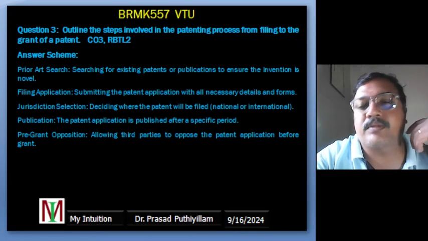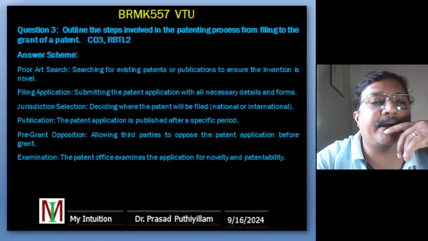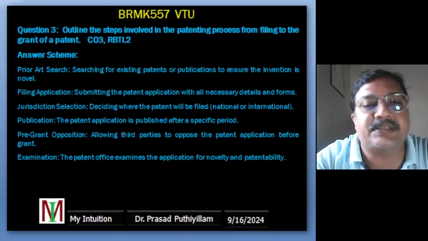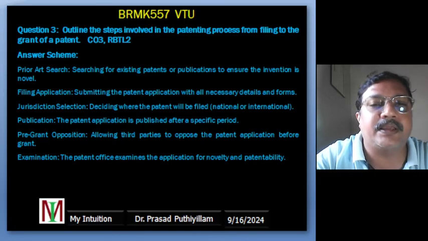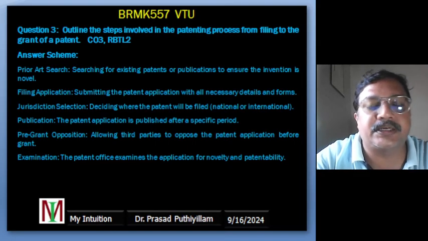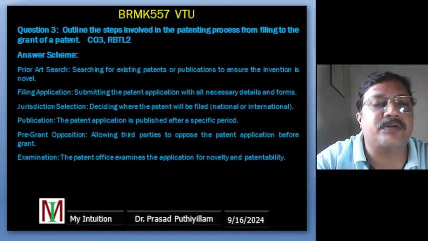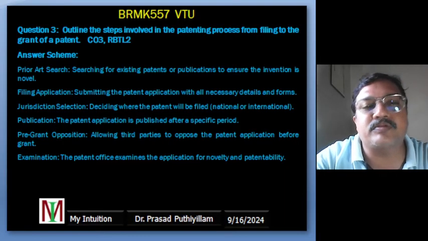Okay, now the next point, examination. The patent office examines the application for its novelty and for its potentiality. So the patent office reviews our application to make sure that the invention is new, useful, and not obvious. They check if it meets all the rules of patentability.